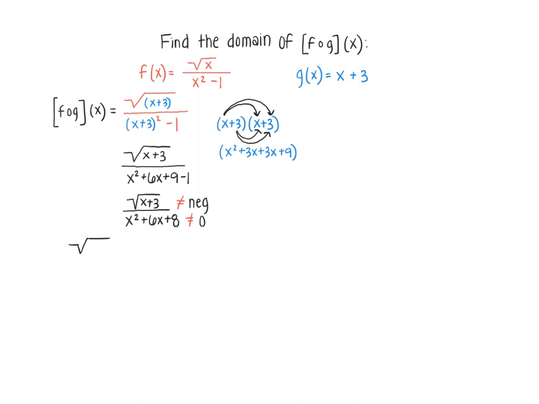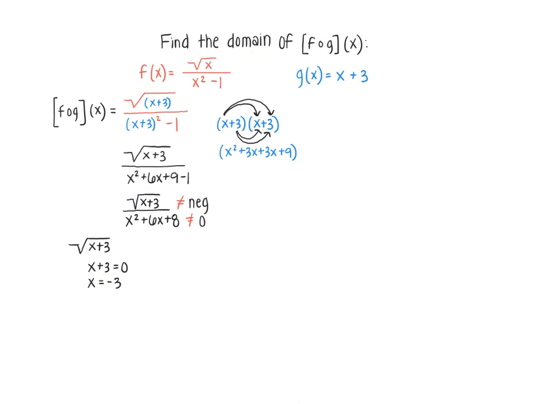We actually don't need to rewrite the radical because we're not actually worried about the radical. We're just worried about what's inside the radical. So I'm going to go ahead and set that equal to 0. So I'm going to say x plus 3 equals 0. And then I'm going to solve for x. So I subtract 3 from both sides, giving me x equals negative 3.